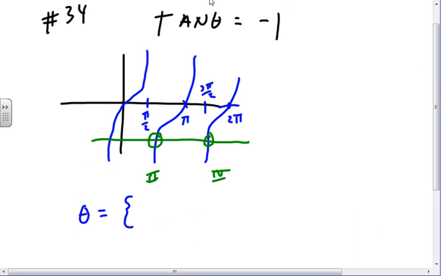All right. Well, the reference angle for -1 is going to be 45 degrees. So this is going to be pi over 4. So this is going to be 3 pi over 4. That guy is going to be 7 pi over 4. There we go. Now I'm better.